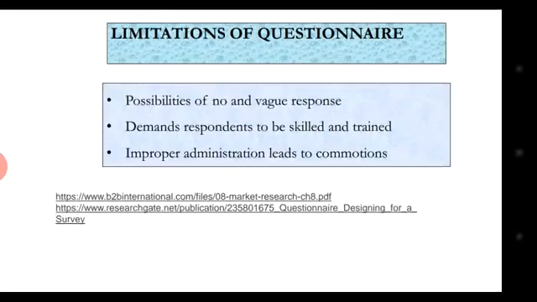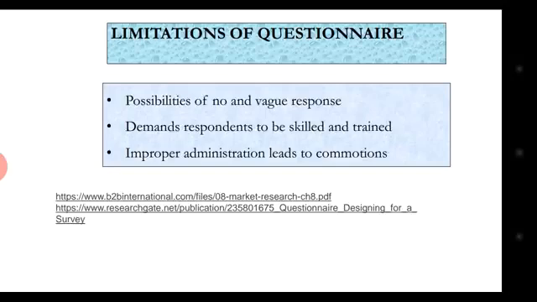So what are the limitations? Sometimes there are possibilities of no responses and vague responses, and it demands that your respondents sometimes be skilled and trained in a type of questionnaire. If your questionnaire is very simple, then fine. But if the questionnaire is a little advanced and you expect your respondents to have awareness of all those things, that is one kind of limitation. But what I personally feel is, if you have proper administration, then no such limitation of the questionnaire will take place.